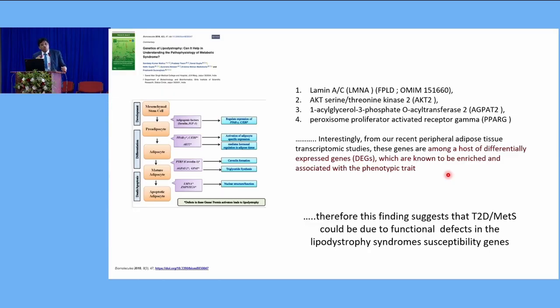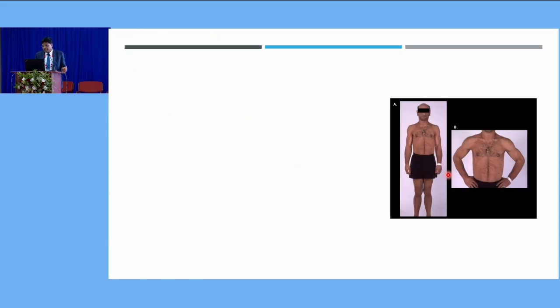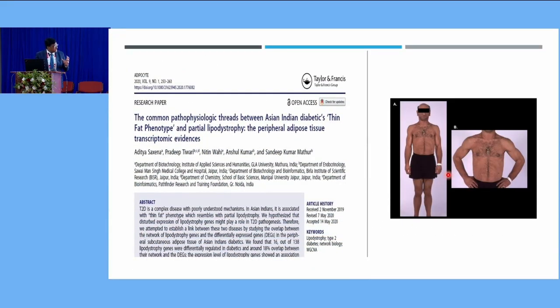And we looked for expression of lipodystrophy genes in our database of transcription profiles of adipose tissue, and 4 of the genes were differentially expressed in T2DM patients as compared to non-diabetics. Therefore, this finding suggests that T2DM metabolic syndrome could be due to functional defects in lipodystrophy syndrome susceptibility genes. This was the beginning of the story, because initially only 4 genes were there. Subsequently, we did another investigation. We looked over transcriptome databases for lipodystrophy genes.